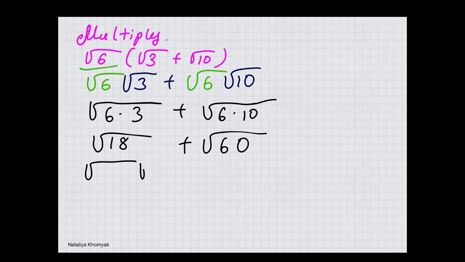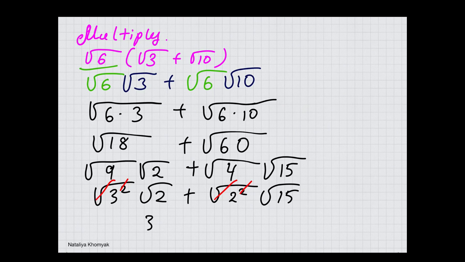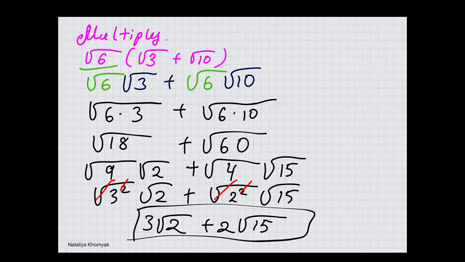Largest perfect square that goes into 18 is 9 times 2 plus largest perfect square that goes into 60 will be 4 times 15. This becomes square root of 3 to the second radical 2 plus square root of 2 to the second radical 15. Second power and square root cancel, second power and square root cancel. So this becomes 3 radical 2 plus 2 radical 15. And this is my solution.